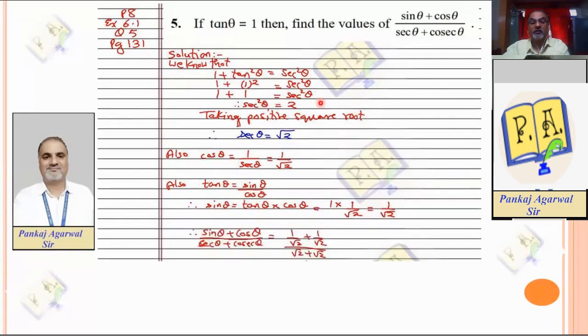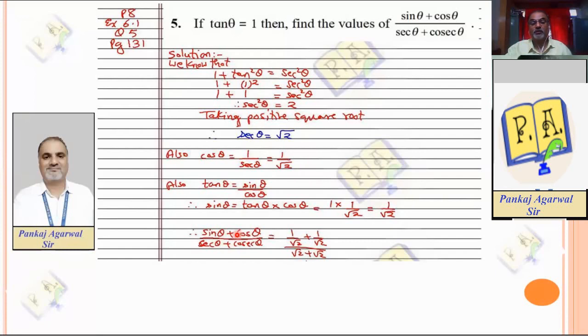Now, since already I know sin theta, I know cos theta, I know sec theta, I know cosec theta. Did we calculate cosec theta? Oh no, we did not calculate cosec theta. We need to calculate cosec theta, reciprocal of sin theta. I have not written over here. We need to write that. Okay. So we'll write it. And then we'll substitute it.